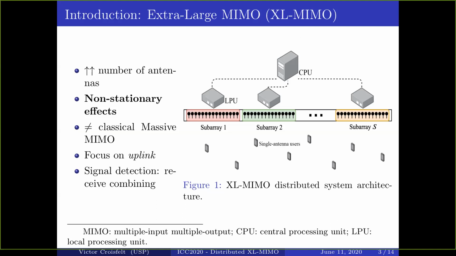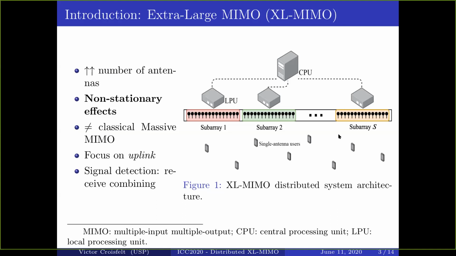The idea is that when we increase too much the number of antennas at the base station, new channel effects emerge, which represent new challenges in how the networks operate. The main important effect that we are interested in is non-stationarity. And also we are focused on studying the detection of the signals sent by the users towards the base station in the uplink phase.